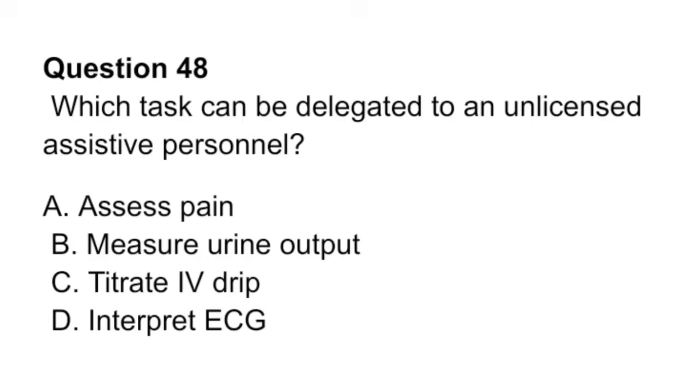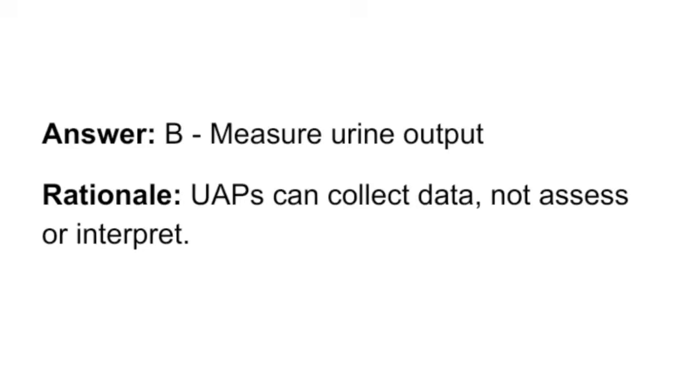Question 48. Which task can be delegated to an unlicensed assistive personnel? A. Assess pain. B. Measure urine output. C. Titrate IV drip. D. Interpret ECG. Answer B. Measure urine output. Rationale. UAPs can collect data, not assess or interpret.